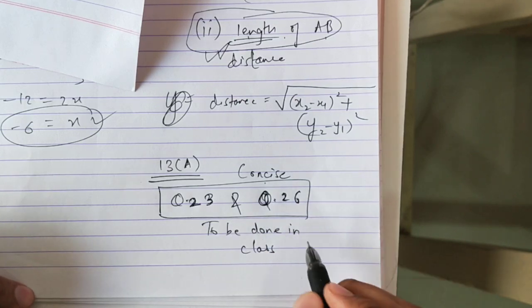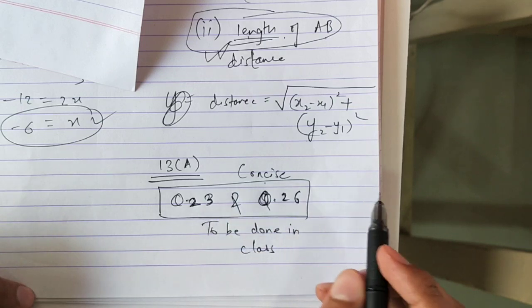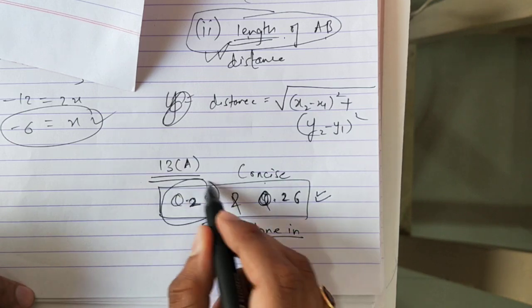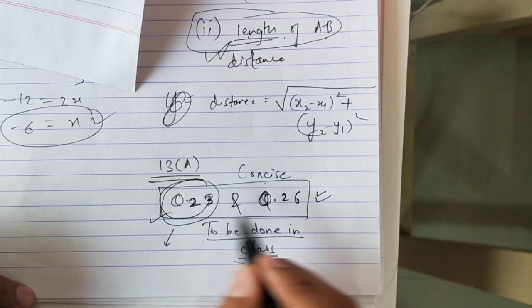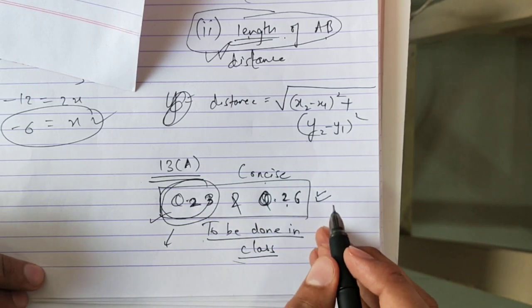Because most of you ask me in messages, sir, how to do this sum. But I'm telling you in advance that these two sums we will do in class. Circle them in your book and write to be done in class. Whenever we revise this chapter, I'll explain these sums. Don't worry. They are not out of syllabus, but they are tricky ones.